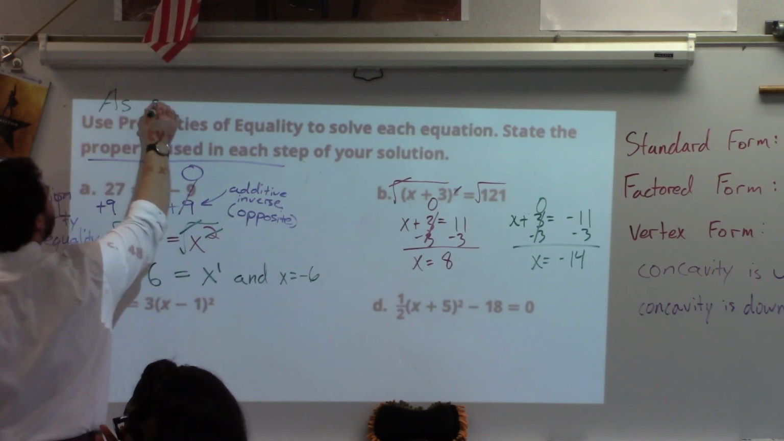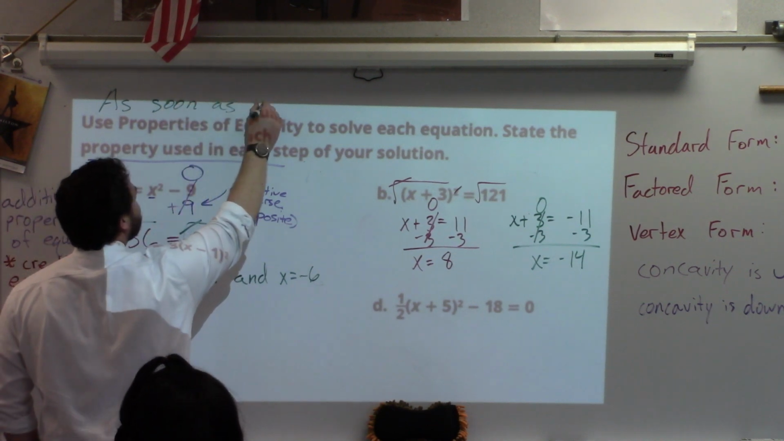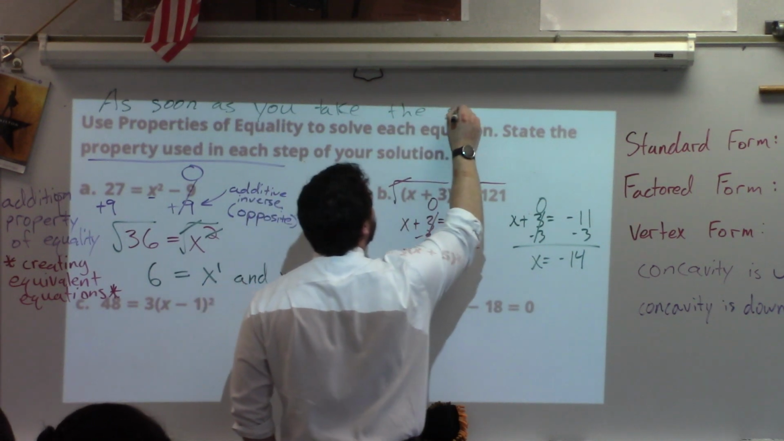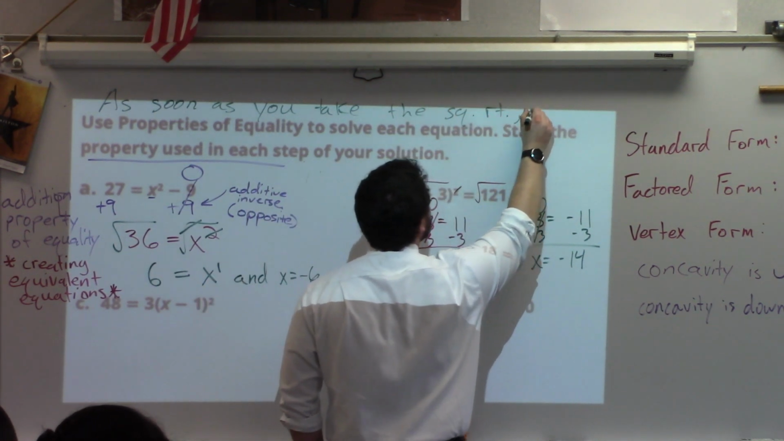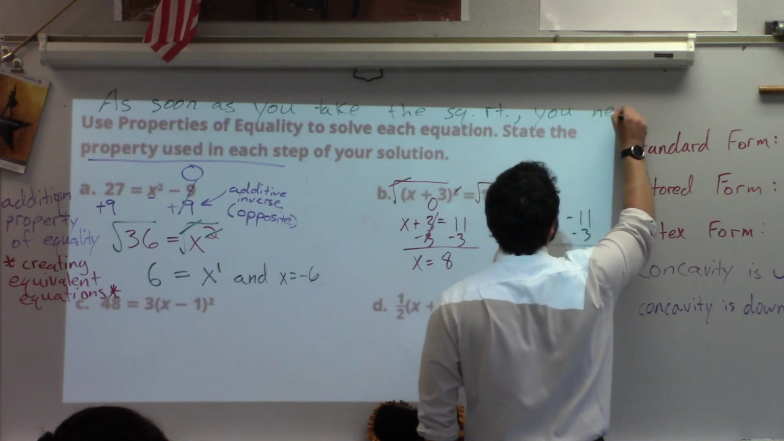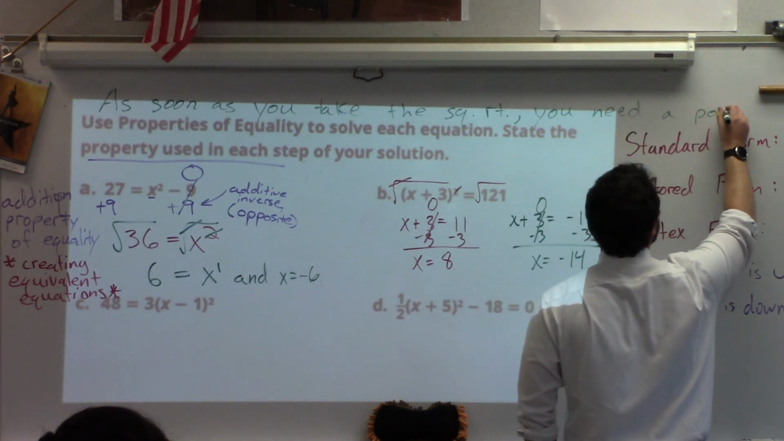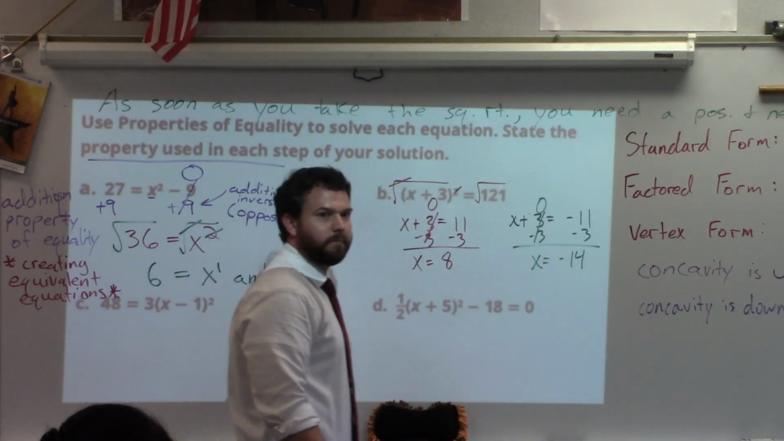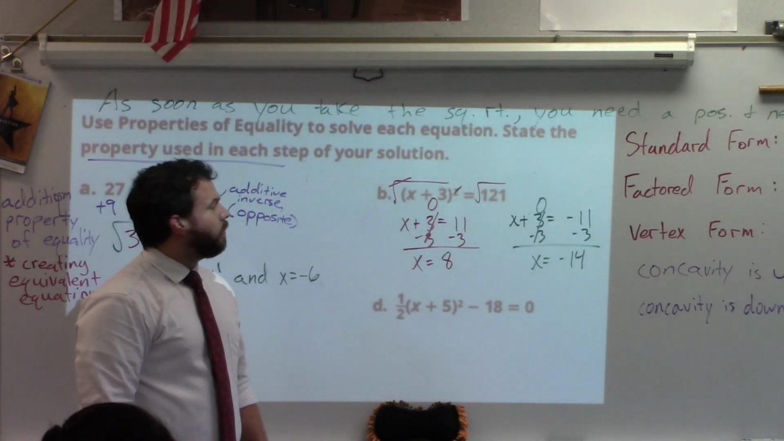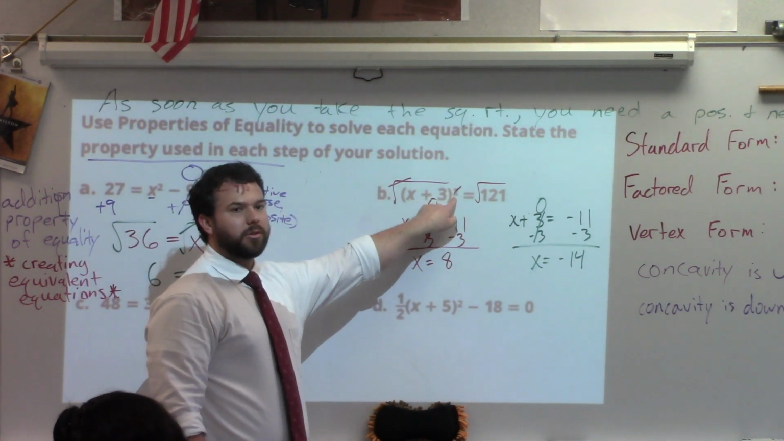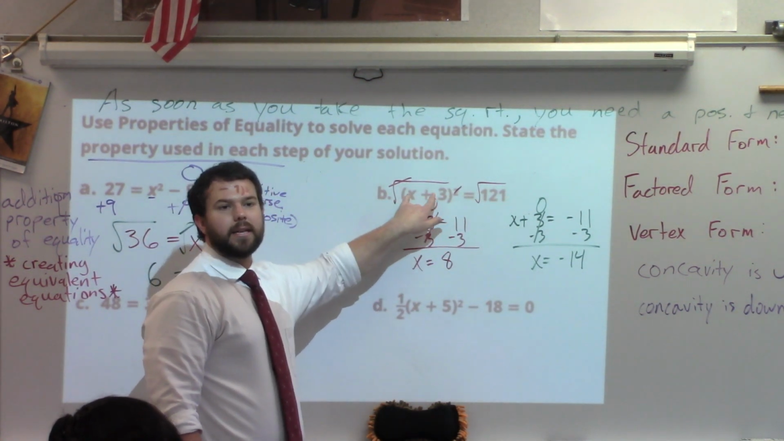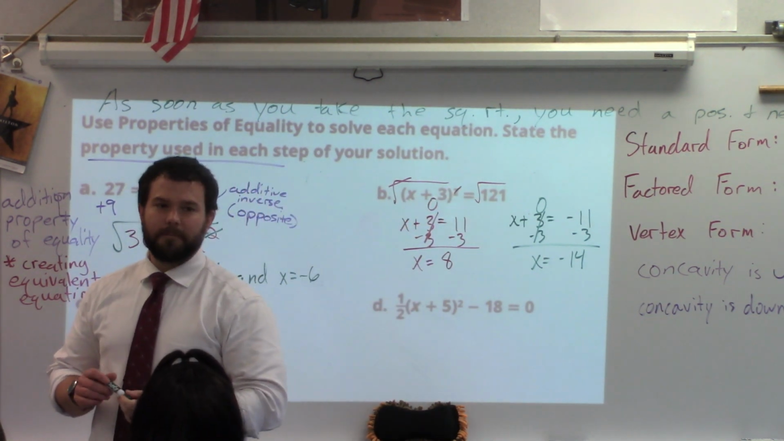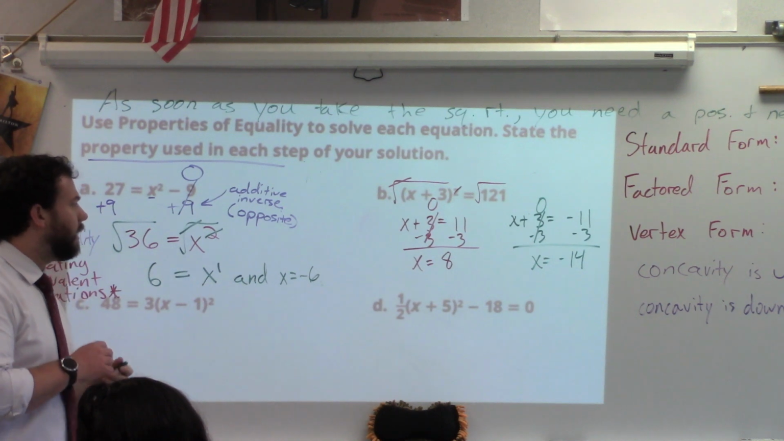As soon as you take the square root, you need a positive and negative. So that's when you're going to split it into two equations. Because remember, the idea is 11 squared was 121, and negative 11 squared is 121. Okay? So we need to pay attention to that.